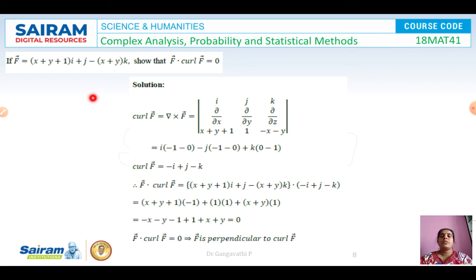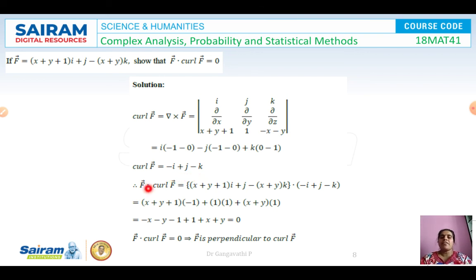Another problem: if vector f is equal to (x plus y plus 1) i cap plus j minus (x plus y) k cap, show that vector f dot curl f is 0. So here first we have to find curl f, and then take the dot product with vector f. So curl f, by the definition we know the i component, j component and k component, we have entered it here. And on solving the determinant, we get curl f is equal to minus i plus j minus k cap.